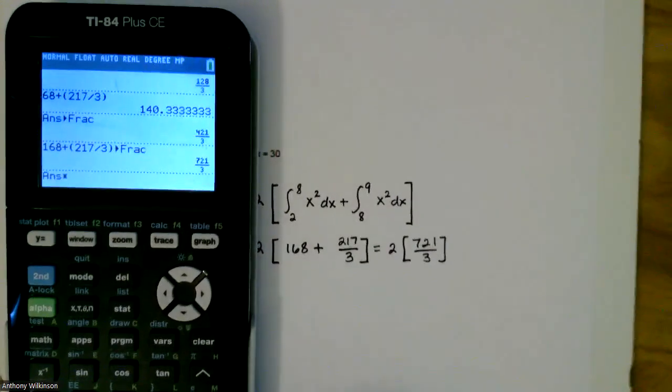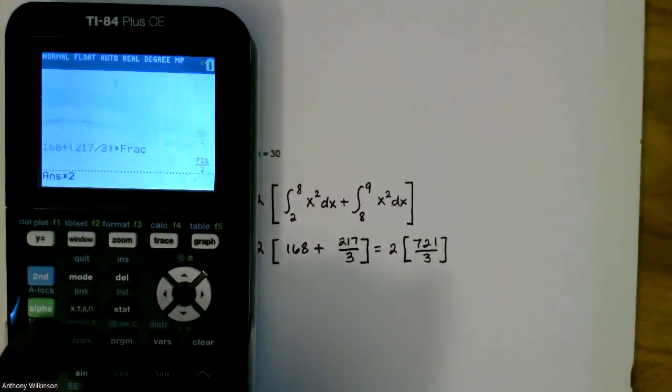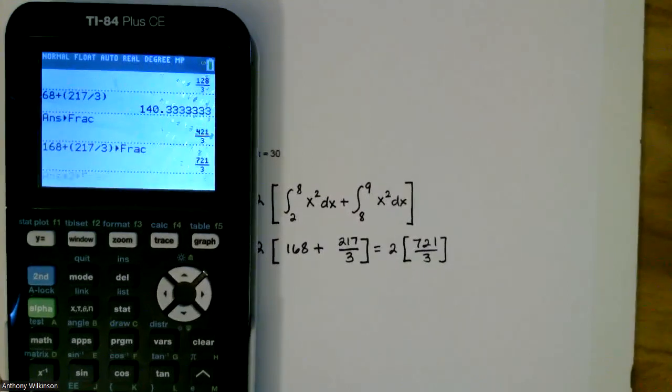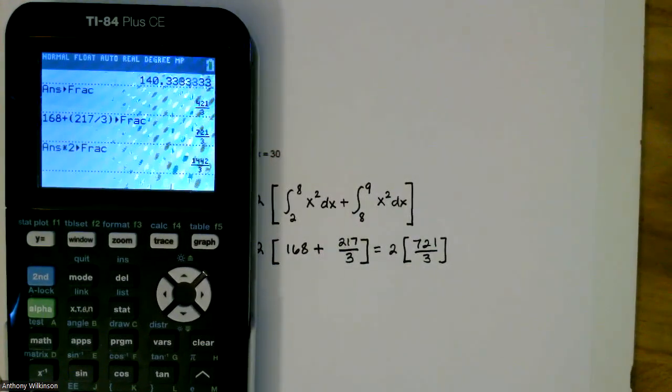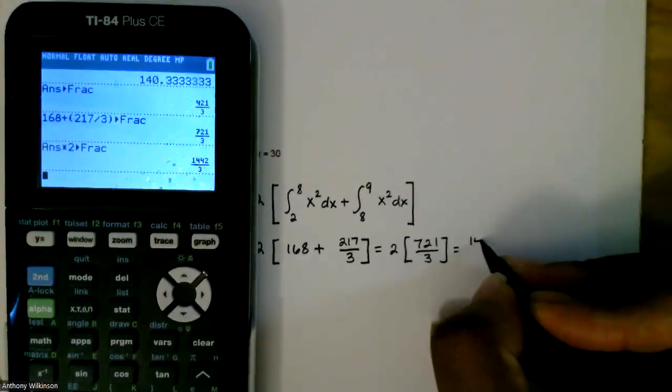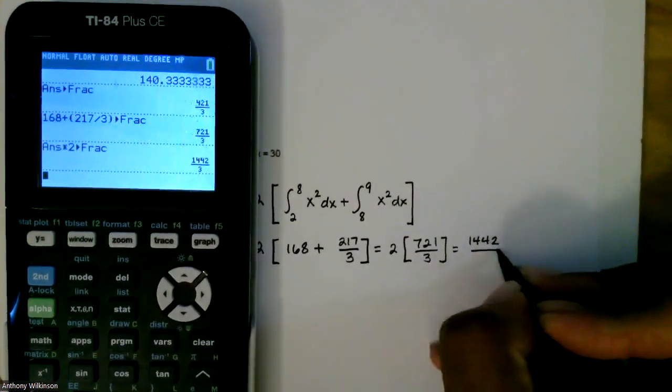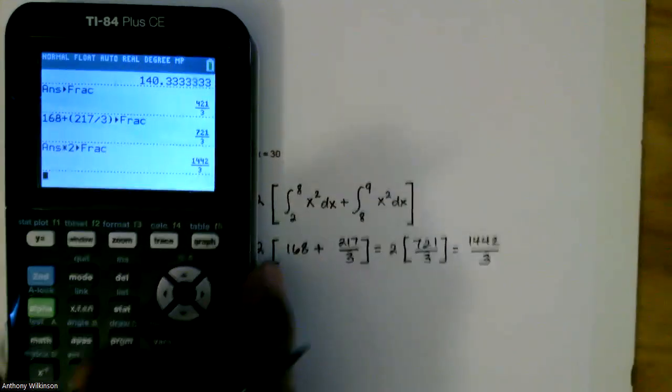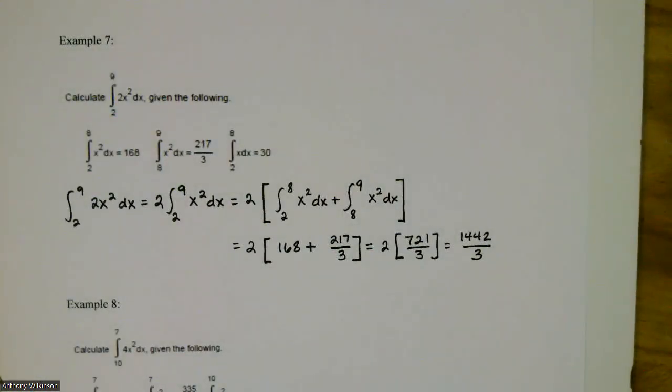And then if we multiply that by 2, and then again press the math key, then number 1 for fraction, this will be 1,442 over 3. And we'll leave it as an improper fraction. So the integral from 2 to 9 of 2x squared dx will end up being 1,442 over 3.